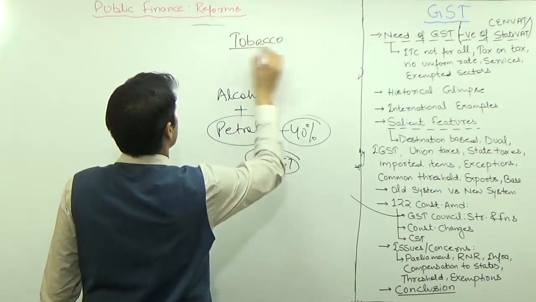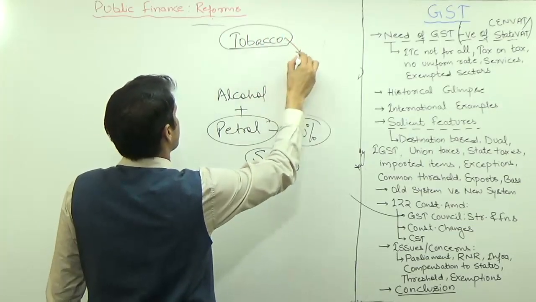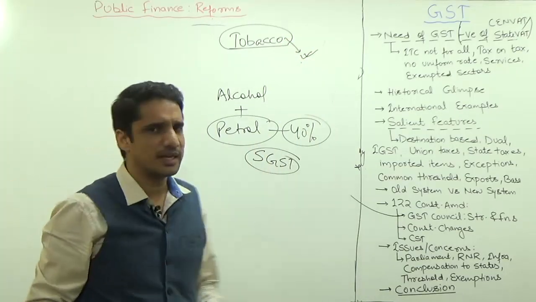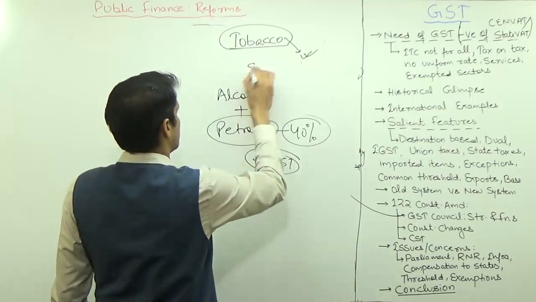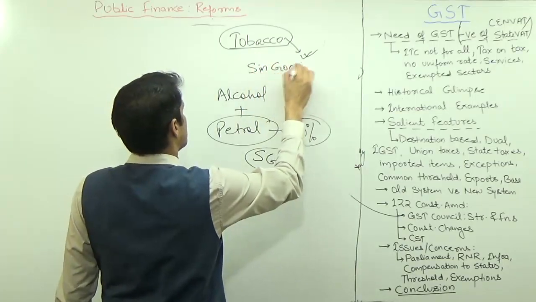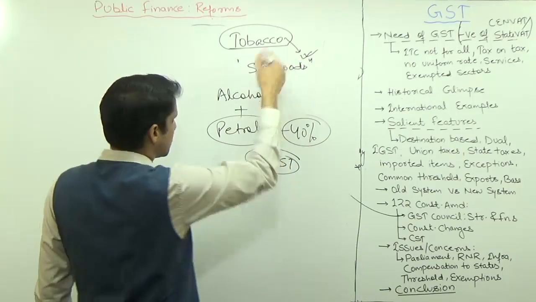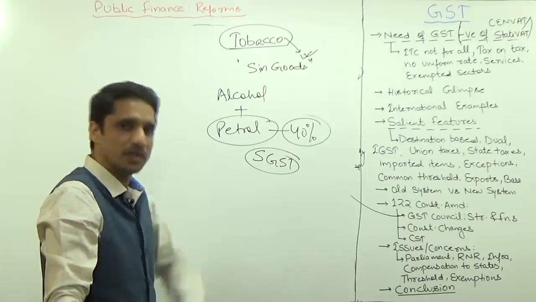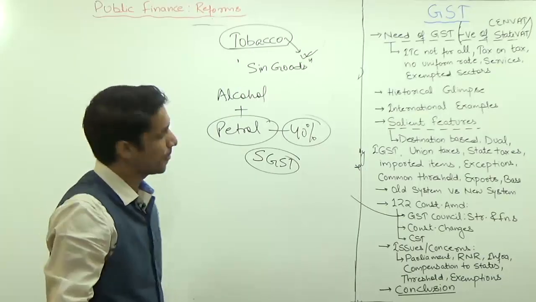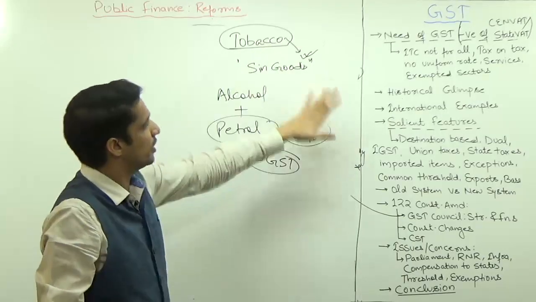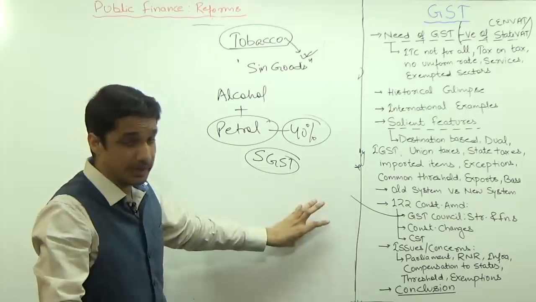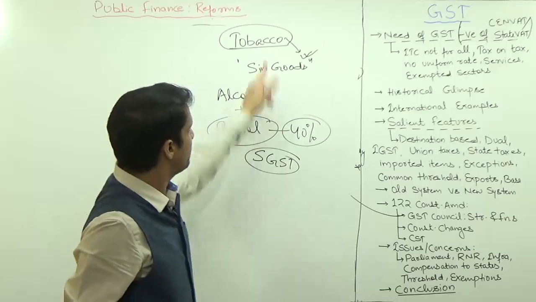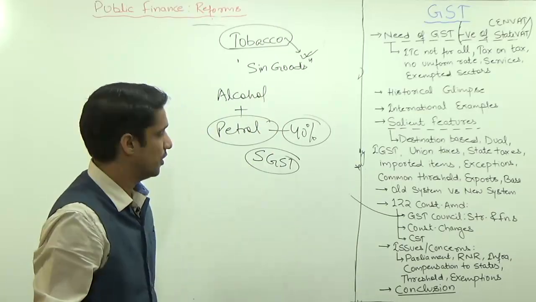Taxes on tobacco. Under this, tobacco and cigarettes are regarded as sin goods. Sin goods means the union government wants to decrease the consumption of these goods. And how to decrease the consumption? Increase the prices. How to increase the prices? Increase the taxes. So in the case of tobacco and such goods, excise duty will be levied as well as GST. So both will be applicable in the case of tobacco.